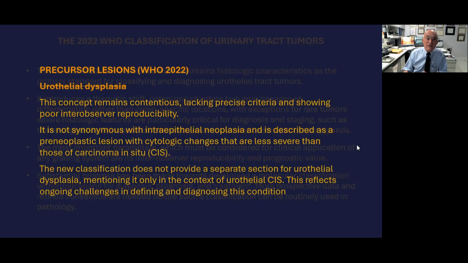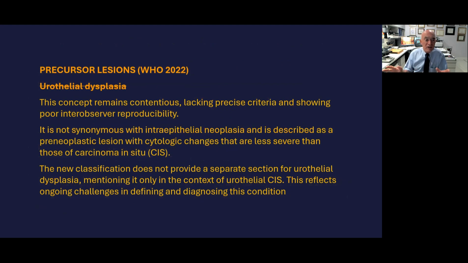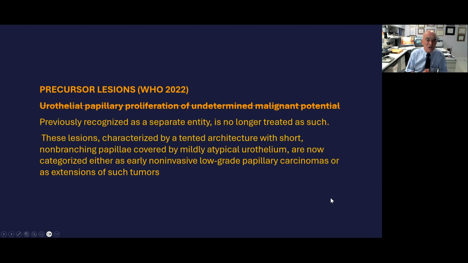The classification in 2022 has already eliminated the term urothelial dysplasia because it's a very contentious term that produces a lot of inter-observer variability, and it's not synonymous with, nor really related to, carcinoma in situ. The new classification mentions it in the discussion of CIS, but it is not included in the classification.